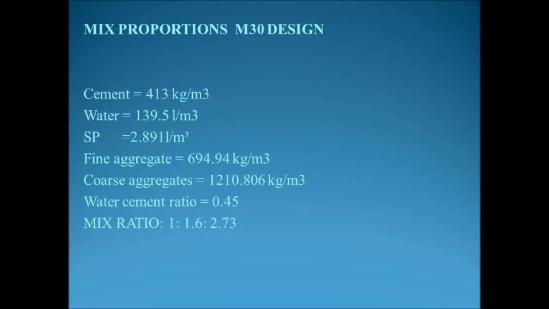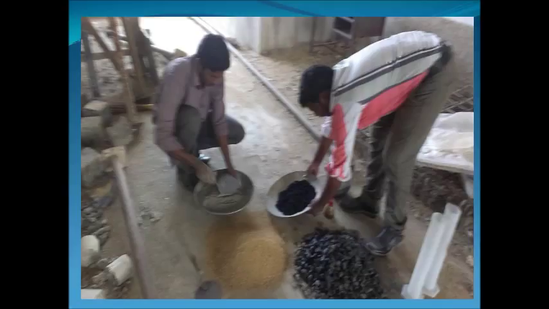Mix proportion for M30 design. Cement 413 kg per meter cube, water 139.51 liters per meter cube, fine aggregate 694.95 kg per meter cube, coarse aggregate 1210.806 kg per meter cube. Water cement ratio 0.5. From this we have calculated the mix ratio as 1 : 1.6 : 2.73. This is our M30 calculated mix ratio.